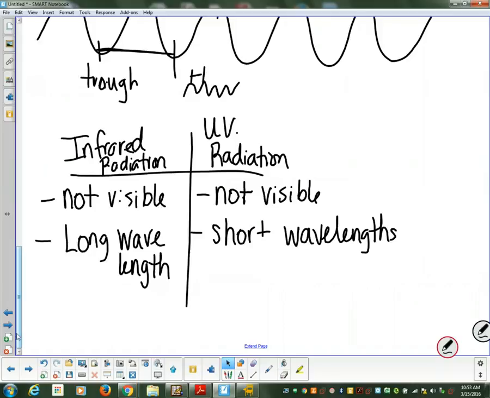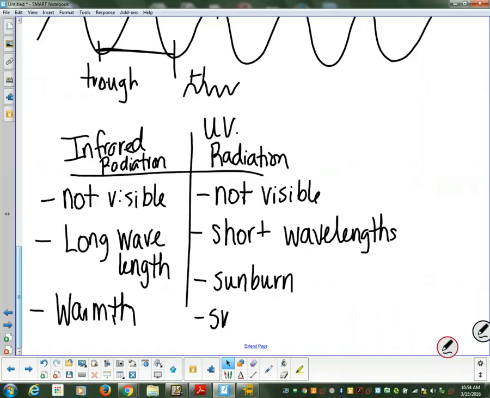And the infrared is what you feel as being the warmth. Okay, so how do we experience these? This is the one that you feel that warms you up. Okay. UV radiation, on the other hand, these ones can be experienced through sunburn and potentially skin cancer. Okay? We're not really a big fan of those.